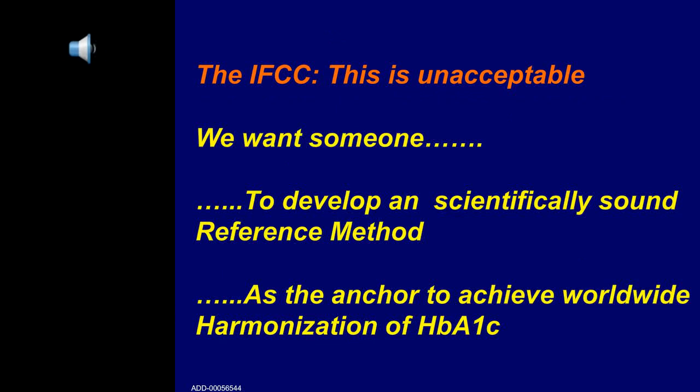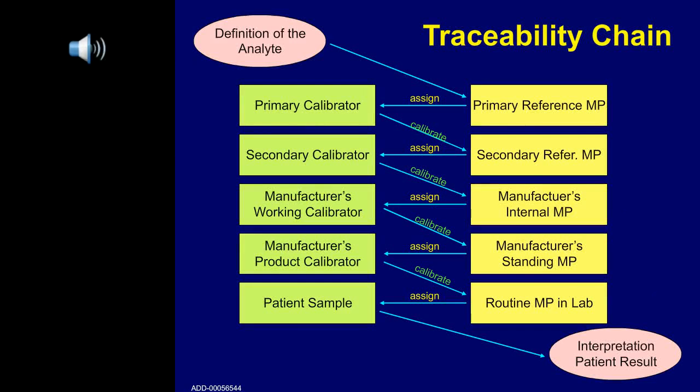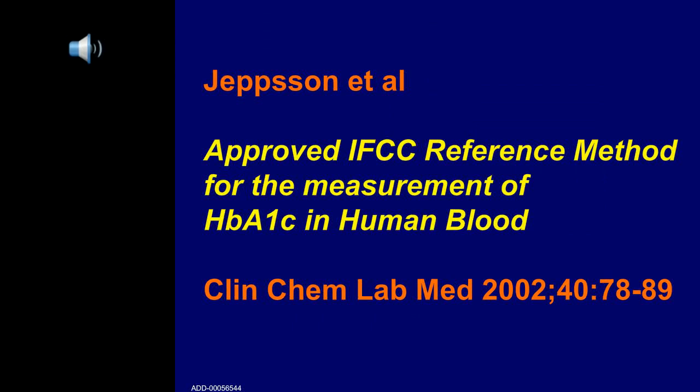And then the IFCC came in and said, this is unacceptable. We want someone to develop a scientifically sound reference method as the anchor to achieve worldwide harmonization of HbA1c. And that's what happened. I won't go through the whole thing, but the concept of the traceability chain was adopted. It starts with a definition of the analyte, then you have a primary reference measurement procedure with which you assign values to the primary calibrator, and that primary calibrator is used to calibrate the secondary reference measurement procedure, etc. And at the bottom of the traceability chain, you have the routine laboratory, your laboratory, and a patient sample.